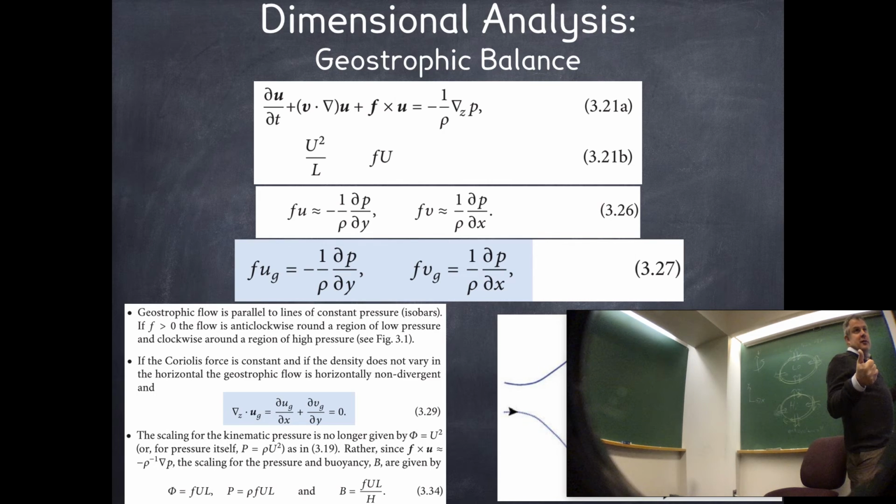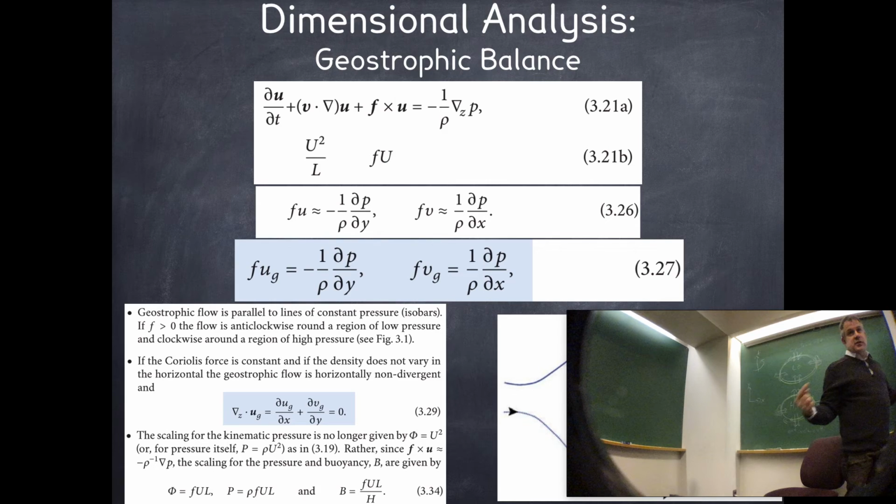It's perpendicular to the pressure. Exactly. It has to be perpendicular to the pressure gradient in order for the Coriolis force to be in the same direction as the pressure gradient. So the flow has to be along the isobars, along the lines of parallel pressure, in order to have the gradient directions work out. And if F is greater than 0, the flow is anti-clockwise around a region of low pressure, that's cyclonic, and clockwise around a region of high pressure, anticyclonic.